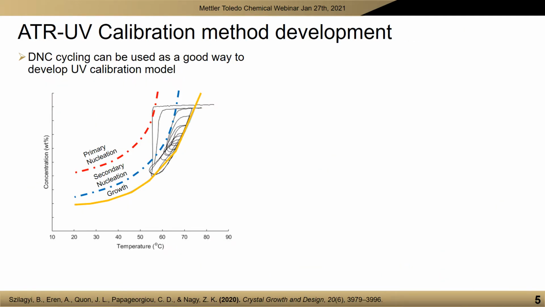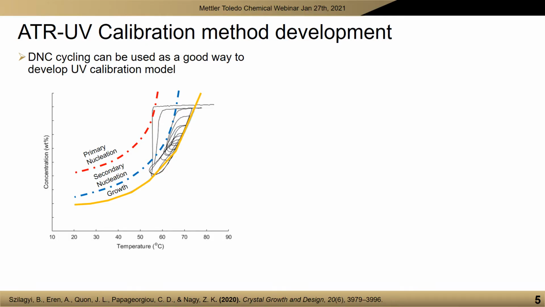Concentration is important to understand the process dynamics well. Thus, a good UV to concentration calibration model is required to observe concentration changes. Previous research has demonstrated that DNC trajectories can provide useful information about the model compound's solubility, primary nucleation zone, secondary nucleation zone, as well as growth.